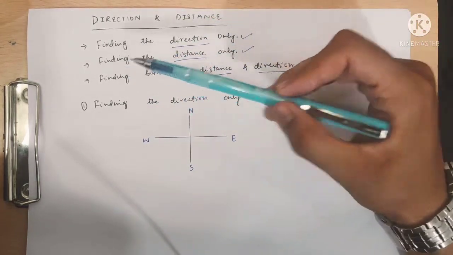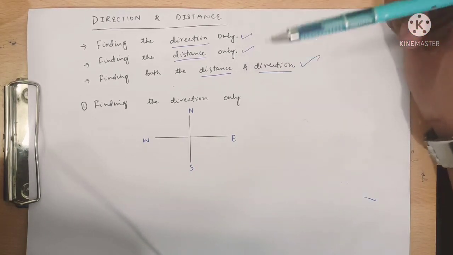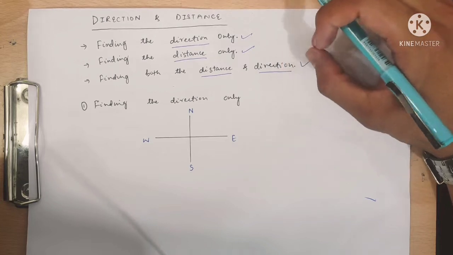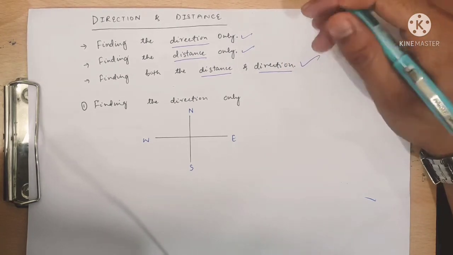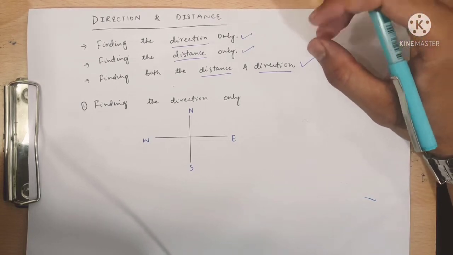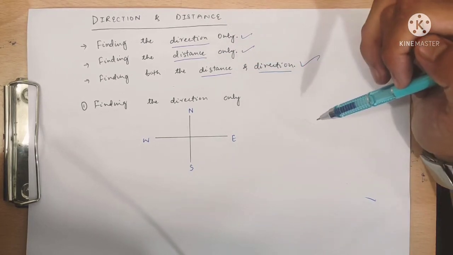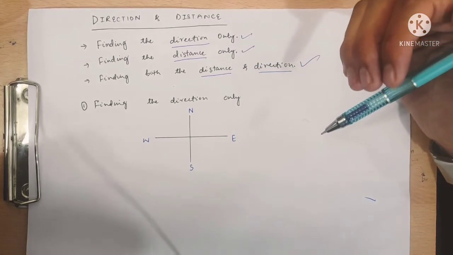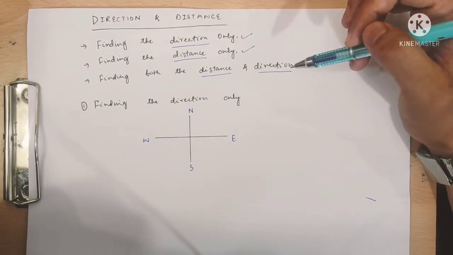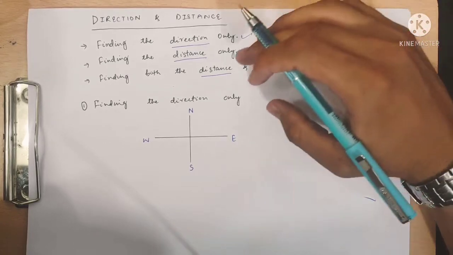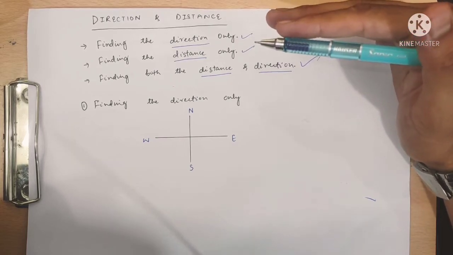Now the second type of question is finding the distance only. If they ask you to find the distance between Mohan's original position and his starting position, or how far Mohan is from his initial position, then you have to find the distance between Mohan and his initial position. In the third type of question, they'll be asking you distance as well as direction. They'll ask you to find the distance and also the direction Mohan is right now facing.